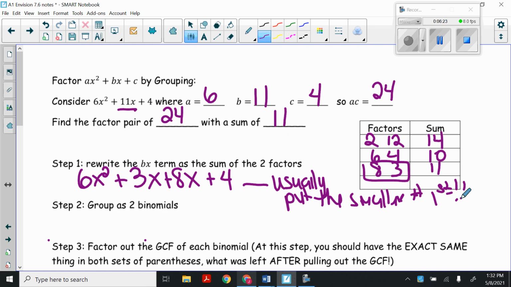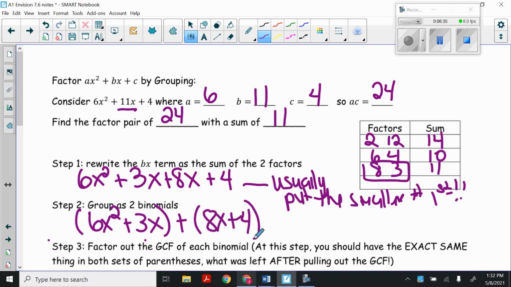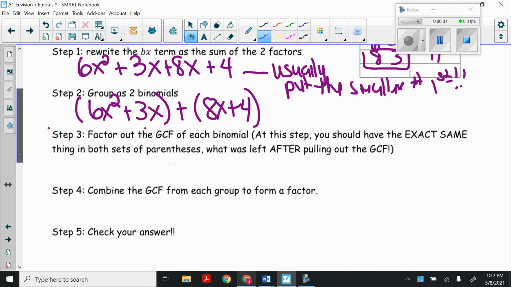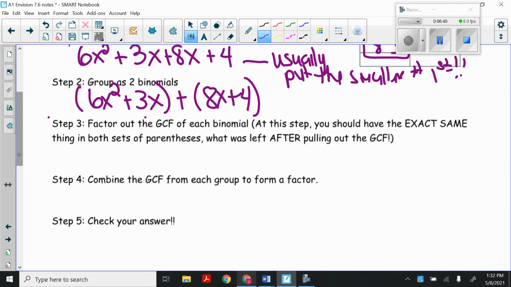So then our second step, we're going to group as two binomials. So really I'm looking at 6x squared plus 3x plus 8x plus 4. Step number 3, we want to factor out the GCF of each binomial. At this step, you should have the exact same thing in both sets of parentheses, what was left after pulling out the GCF. So if I only look at the first set, 6x squared plus 3x, and I'm looking for their GCF, the greatest common factor, I see they both have a 3x in common.